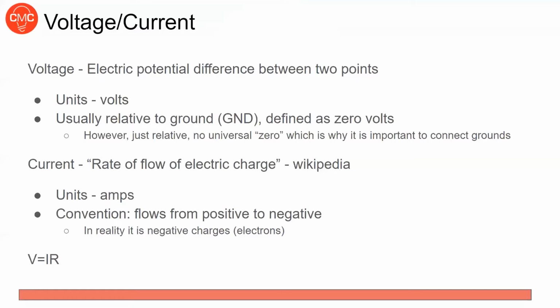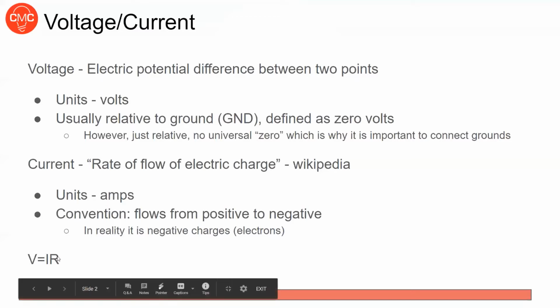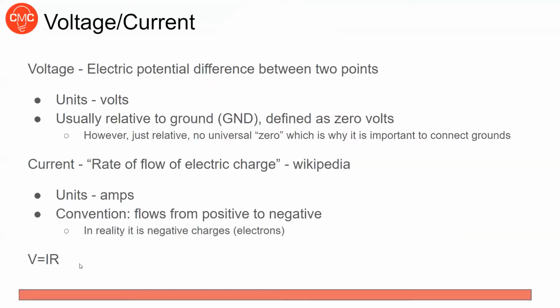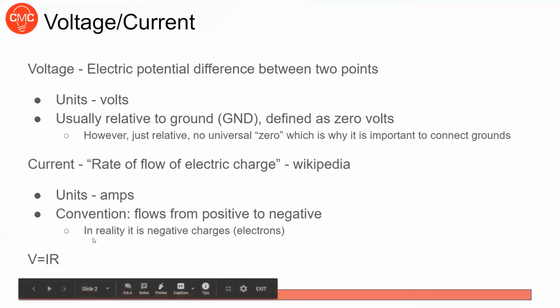We also have current, which is the rate of flow of electric charge. We typically have current flowing from higher voltage to lower voltage. Hopefully you've seen this equation before, V equals IR, so the voltage is equal to the product of the current and the resistance, or more accurately impedance. Very important equation, make sure you are familiar with this.